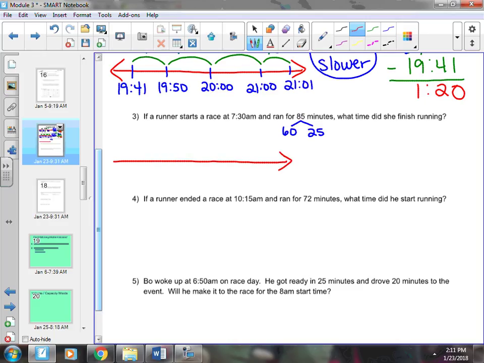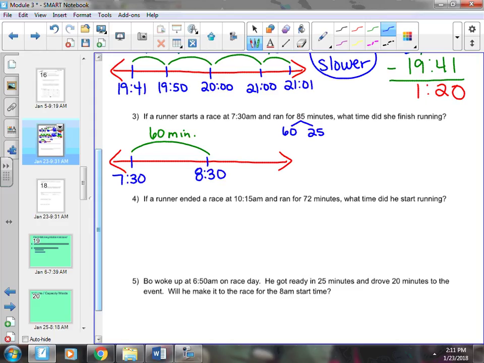So I'm going to start at 7:30 in the morning. And I need to jump 85 minutes. But instead of jumping 85 minutes, I think I'm going to jump an hour first. Some kids jump 30 minutes first, and then maybe another 30 minutes. That would be fine too. We should all end up with the same time. Okay, so I'm going to jump for 60 minutes, which is 1 hour. So instead of 7:30, now I'm at 8:30.